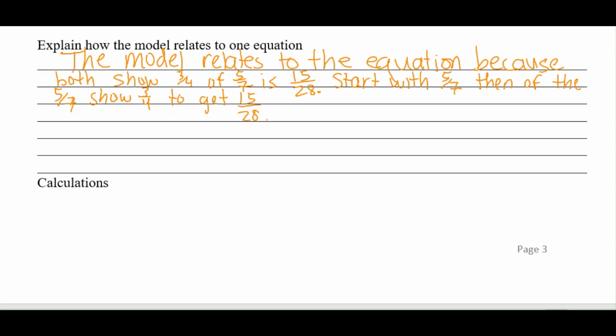Explain how the model relates to the equation. The model relates to the equation because both show 3/4 of 5/7 is 15/28. Start with 5/7, then of the 5/7, show 3/4 to get 15/28. So I kind of explained this earlier when I was doing the models, but it's short and sweet right here. So you can use either one of those explanations.